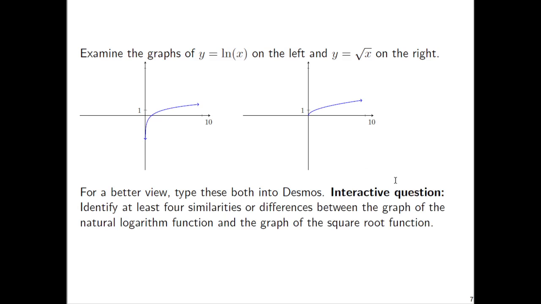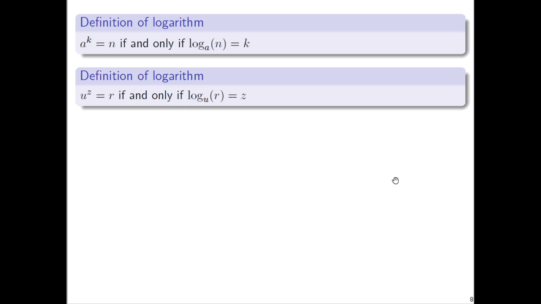Interactive question. Identify at least 4 similarities or differences between the graph of the natural logarithm function and the graph of the square root function.